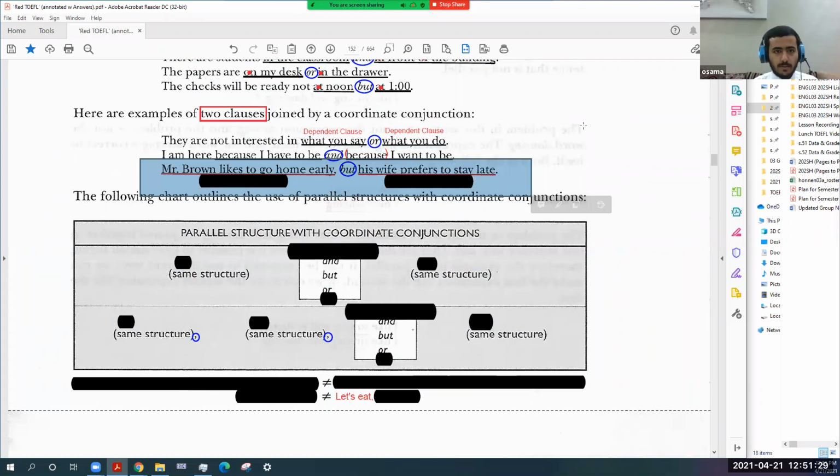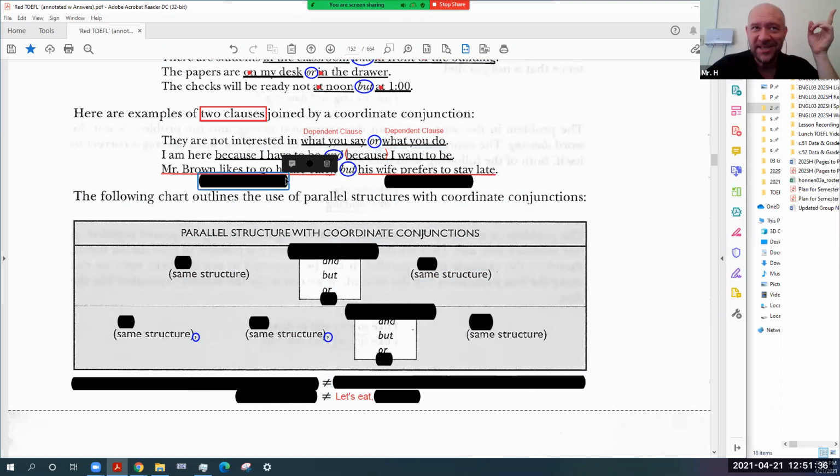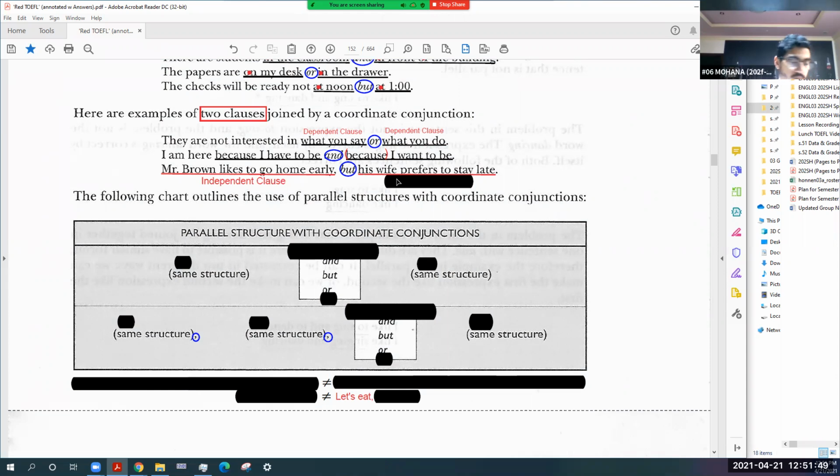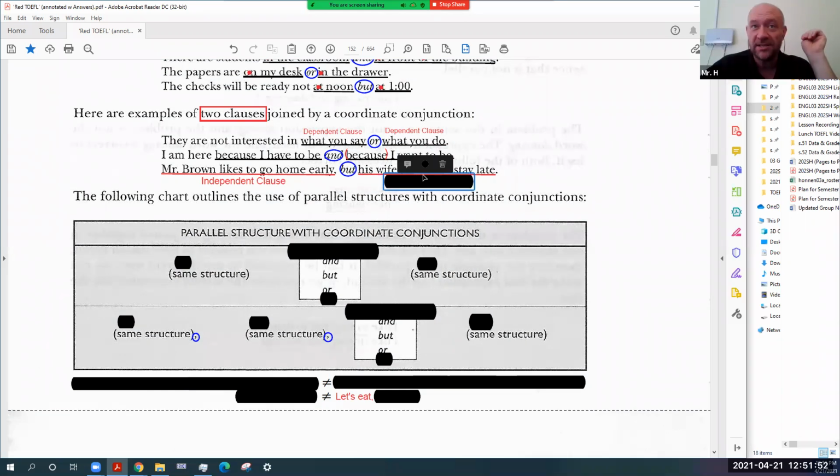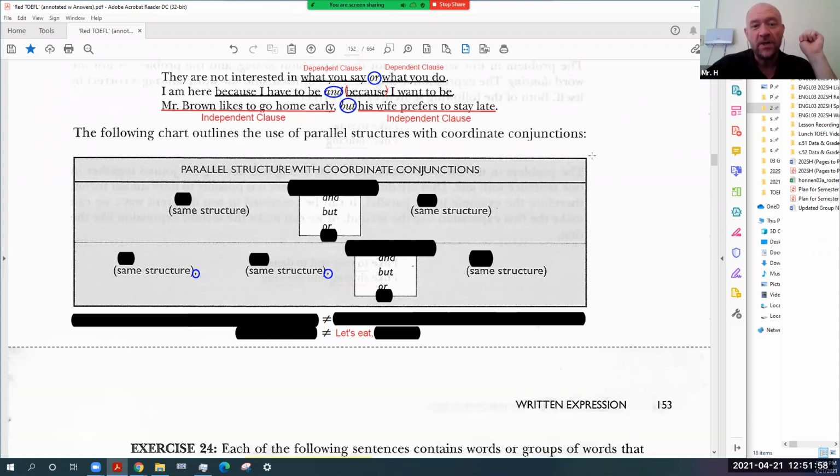Osama, third example. Mr. Brown likes to go home early, but his wife prefers to stay late. Now, this example is an independent clause. Yeah? In your red book, study skill 6. Skill 6. When you join two independent clauses, you have a compound sentence. Compound sentence. Do you understand? All right. Look at this box here. Abdul Majid, what does it say?